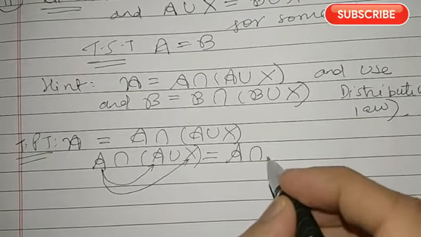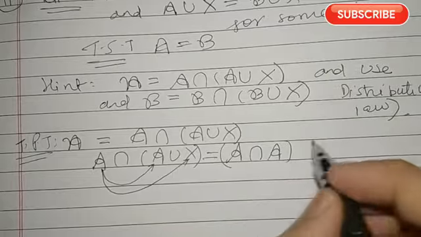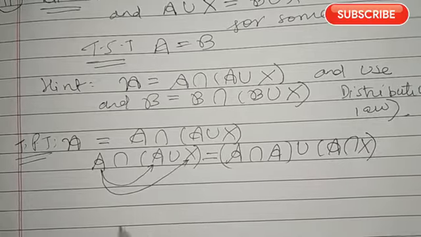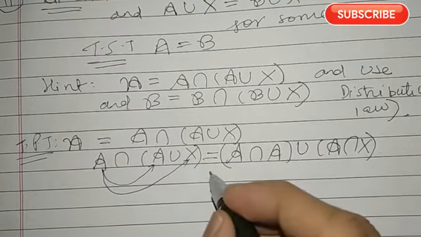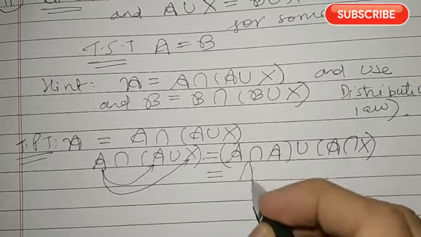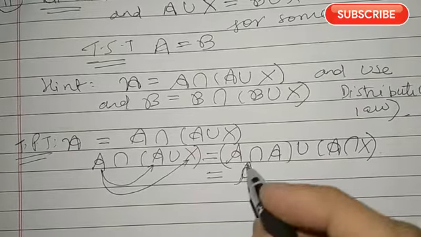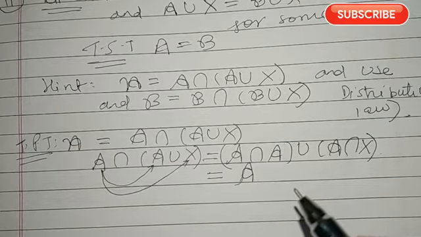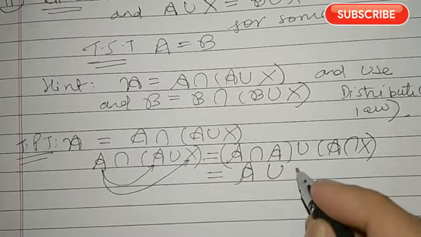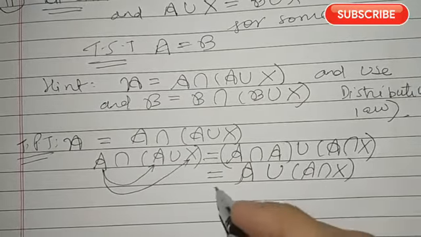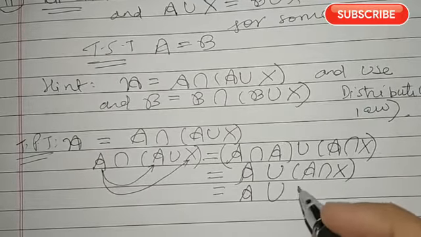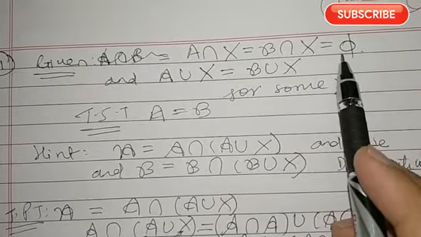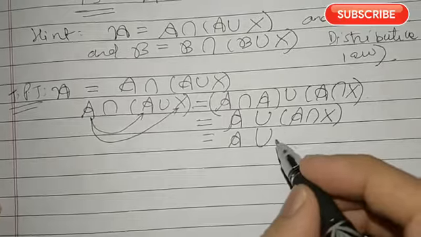So you will get A intersection A, then union A intersection X. Now that is equal to what? A intersection A is A, as you have studied in the properties of intersection. So it is A union (A intersection X). Now A intersection X is given to be the empty set.